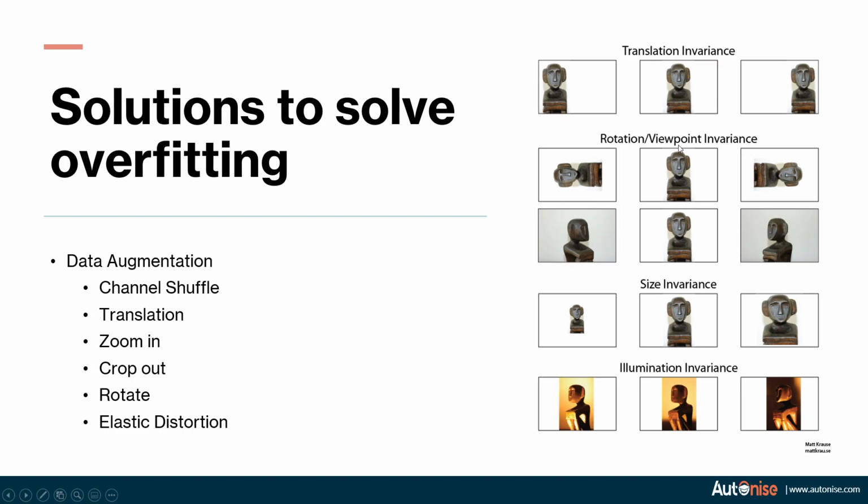You can rotate your objects by certain degree. You can change the size of your objects. You can make it small and large, and that's also a new dataset. You can also change the illumination of your images. So these are some other ways in which you can further increase your dataset artificially.